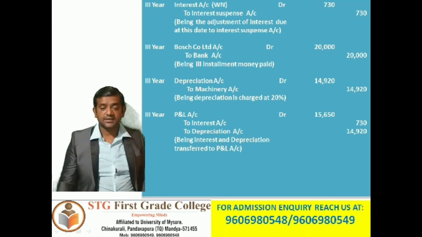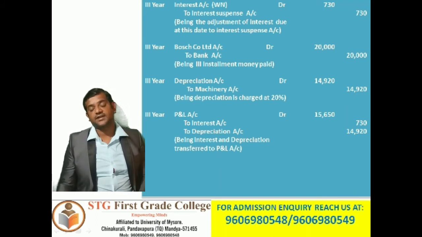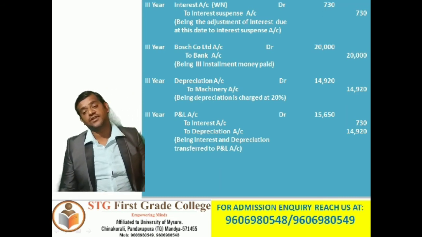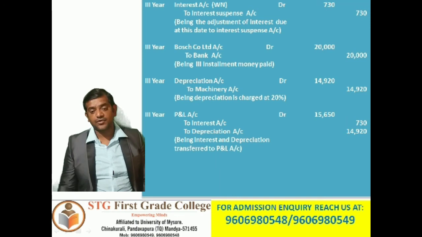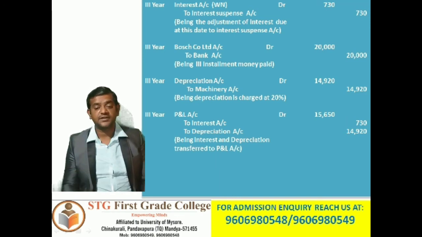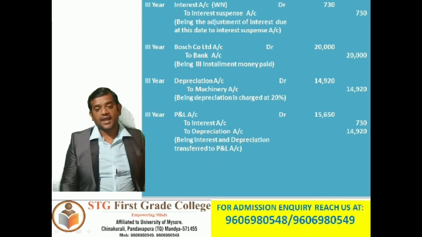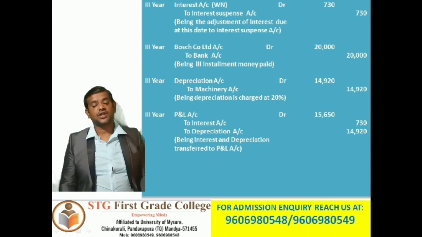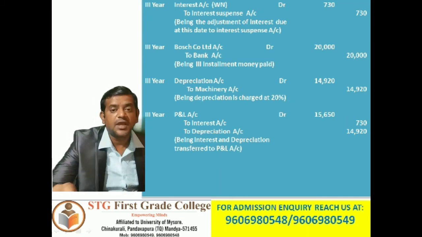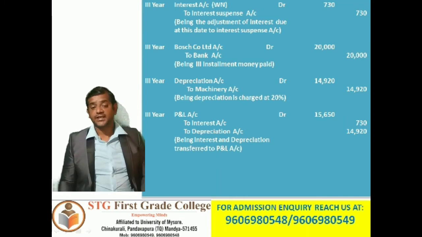And third year again P&L account transfer entry, P&L account debtor into interest account to depreciation account. So we know the interest, that is 730, and we know the depreciation 14,920. Add both, so you are going to get 15,650, which has to be transferred to P&L account. So being interest and depreciation transferred to P&L account. So we are done with this problem. So we will be moving towards the next problem.